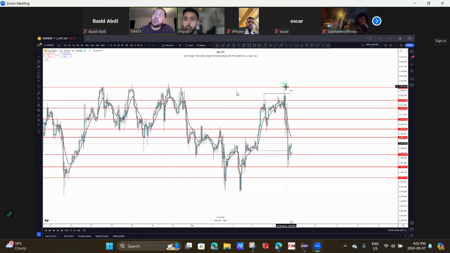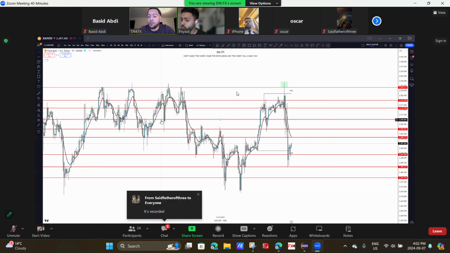And even though this just looks like one long wick, when we drop down to the 5 minutes, it's going to show us so much more information, and I'm going to show you what I mean.